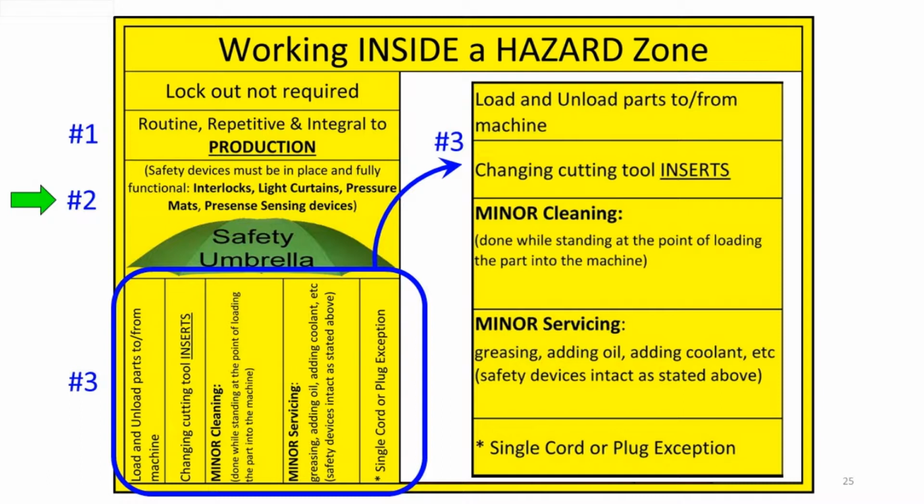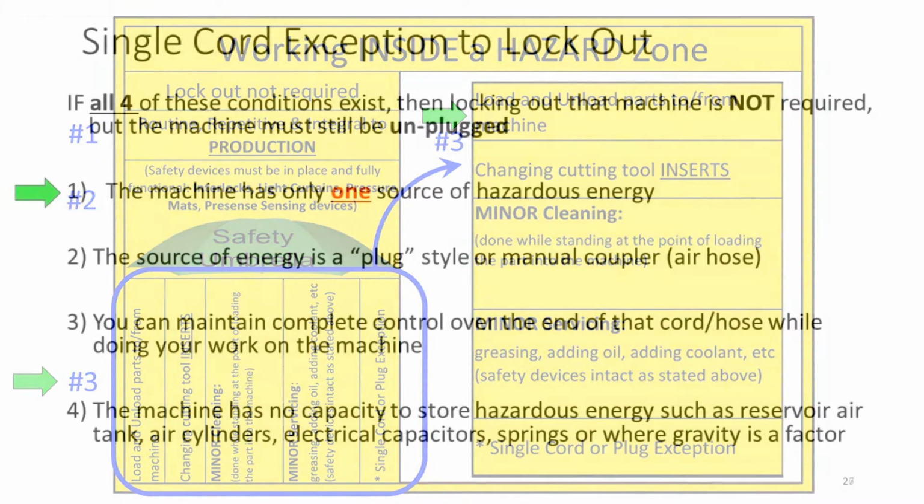So if these features are in place and fully functional, and number three, if we're limiting ourselves to the tasks shown here which carry limited exposure, yes, we can load and unload parts without locking out the machine. We can do minor changing of tools such as drill bits or cutting inserts that require simple tools like an Allen wrench or a collet key. We can do that without lockout. We can also do minor cleaning of machines such as reaching in with a broom or a rake without locking out. But if we have to climb into that machine or climb onto the table bed, then we have to lock it out.